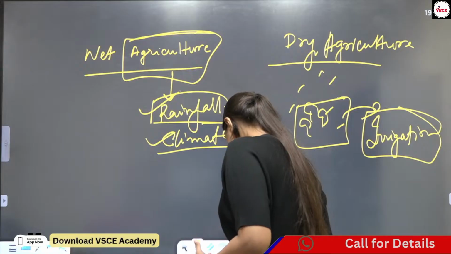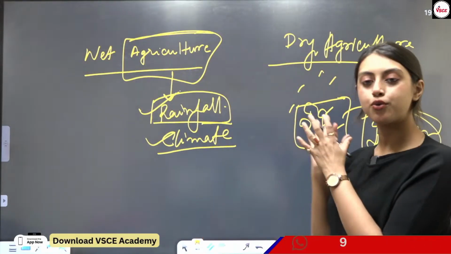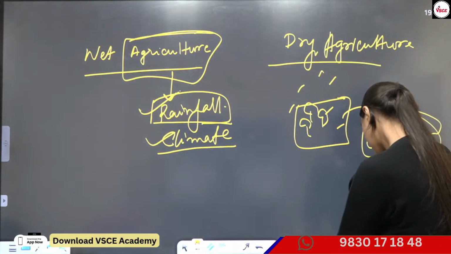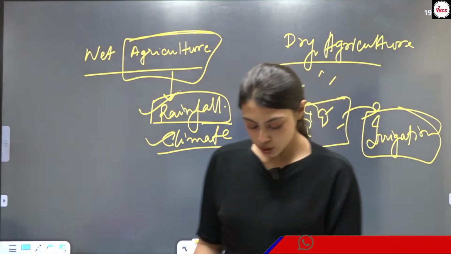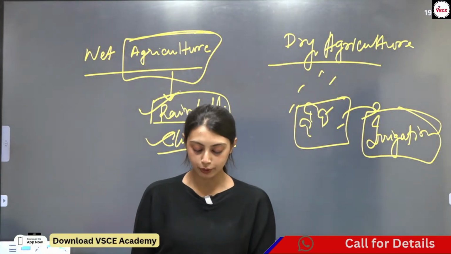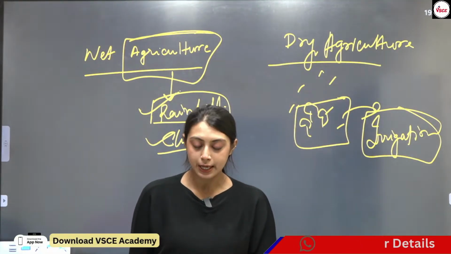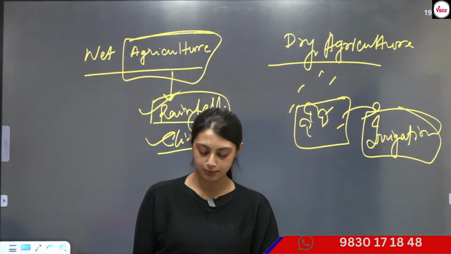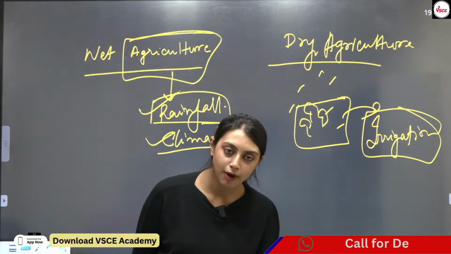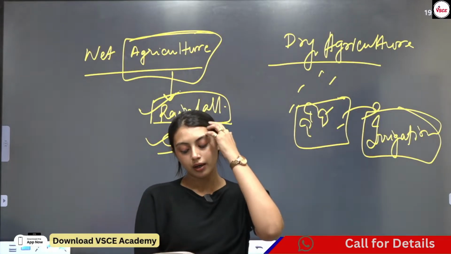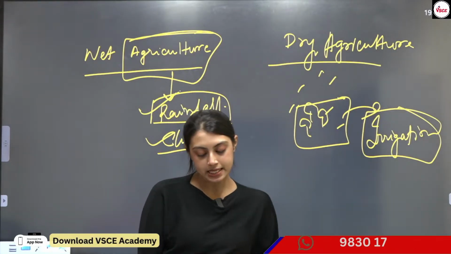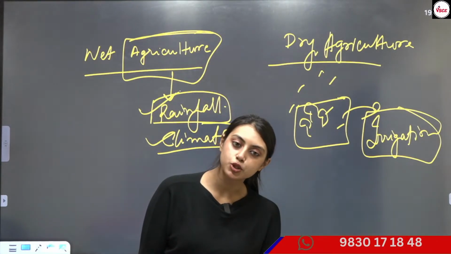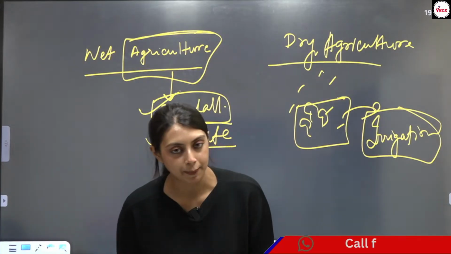Okay, now what we are going to see is wet and dry agriculture. So when the rainwater is the only source of moisture for the crops, it is called rain-fed, okay? And farming in a region with less than 75 centimeter of rainfall is called dry farming, and the agriculture which is practiced in areas with more than 75 centimeter of rainfall is called wet farming, okay?